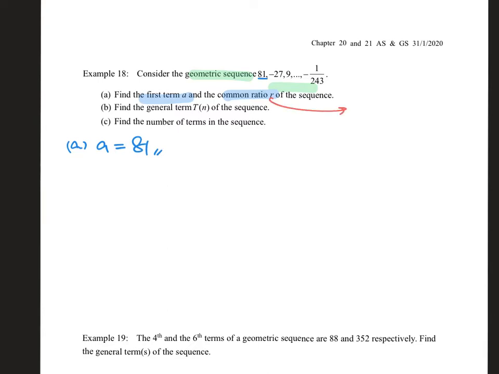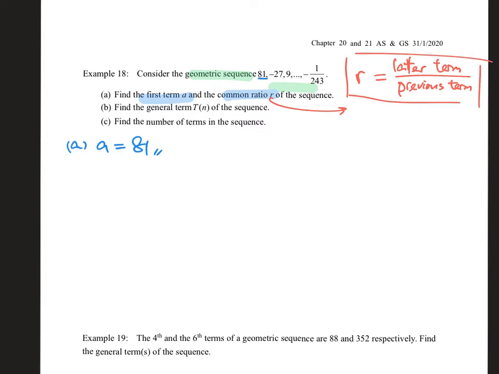But the common ratio R requires you to remember a formula. Like the common difference in AS, we have a formula, while for the common ratio, this time it is a ratio. A ratio is a fraction. So in order to get the ratio, you use the latter term divided by the previous term. Bear in mind this formula, which helps you find the ratio properly and quickly in a question. So the ratio this time, if you're smart enough, of course, you can see it's divided by -3.